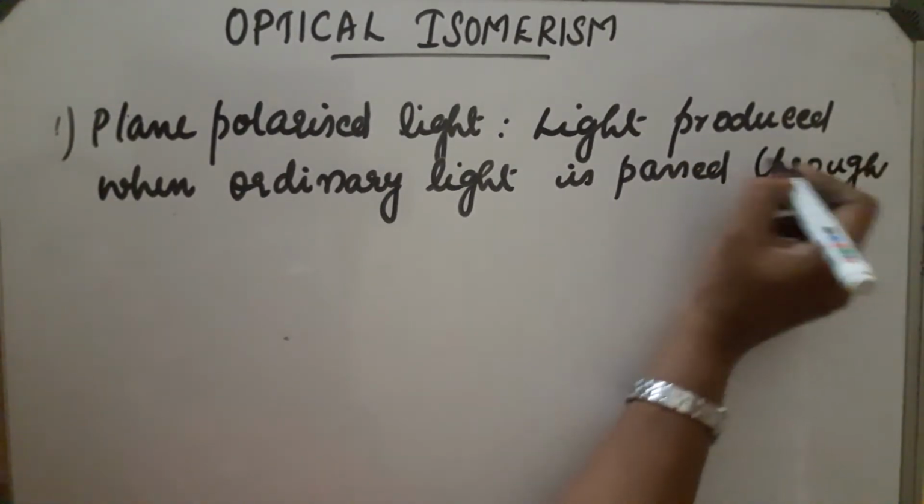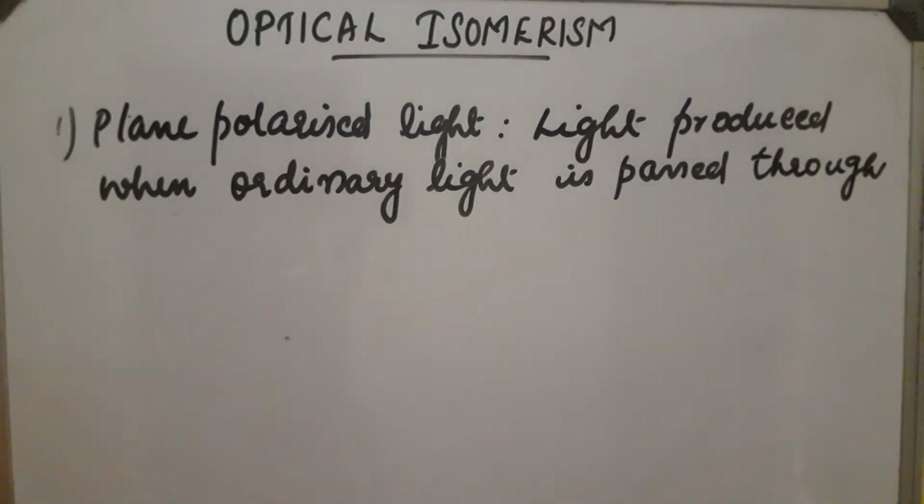So when the ordinary light is passed through the Nicol prism, this polarized light will vibrate only in one direction of the plane. Such a light is known as plane polarized light.